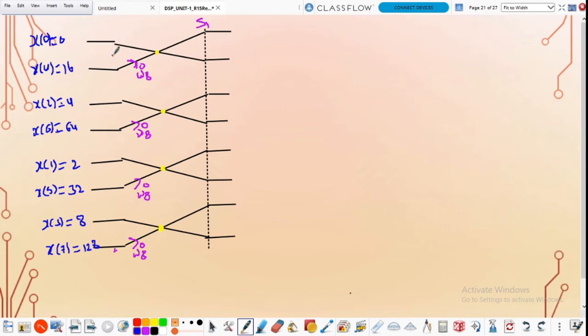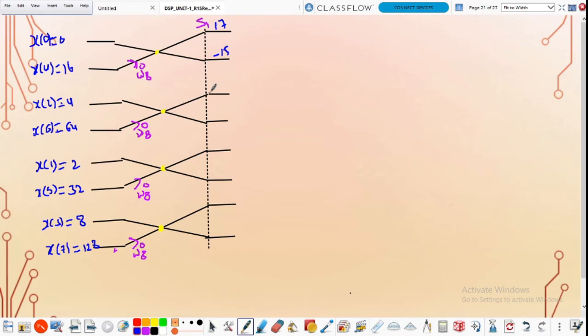This output is this input plus this input into Twiddle factor. Now here W8 power 0 value is 1, so this value is 17, and this output value is this input value minus this input value into Twiddle factor. So this value is minus 15, and similarly calculate the remaining output values using the DIT FFT butterfly diagram.